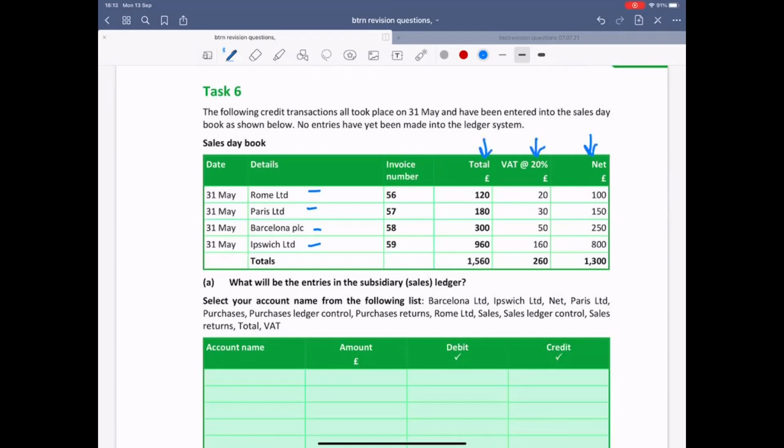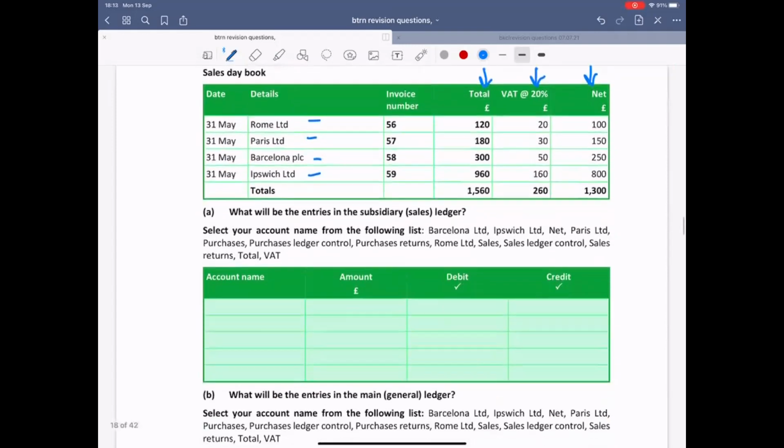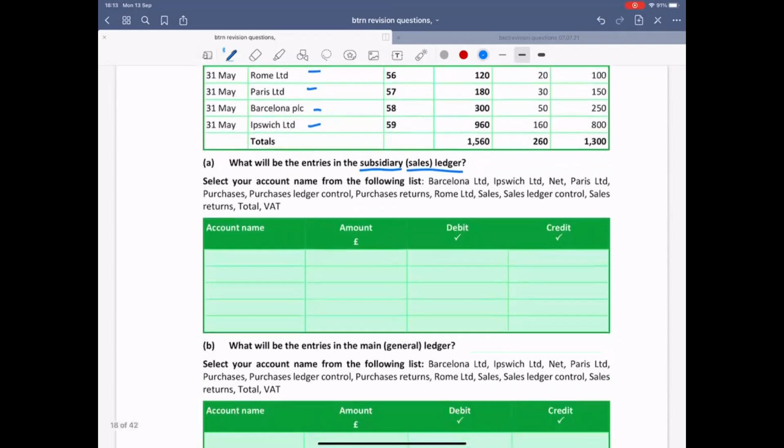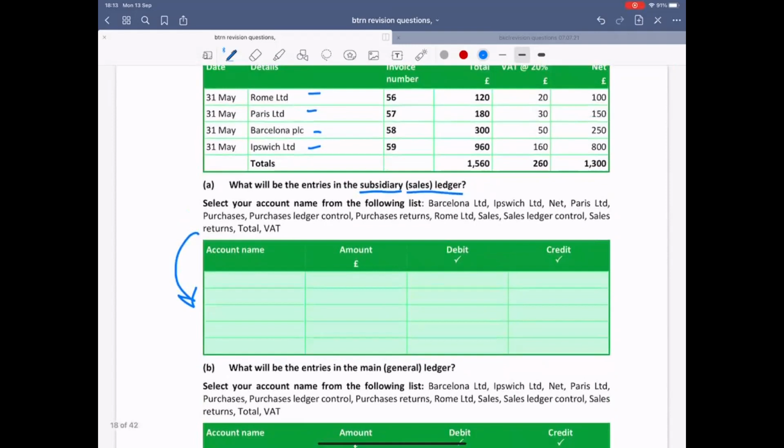So if this is a sales day book and they were asking us to update the subsidiary sales ledgers, that means we're updating the individual customer accounts. So when we're putting the entries here in terms of account names, what are we going to start using?